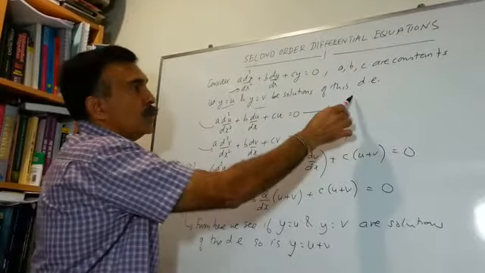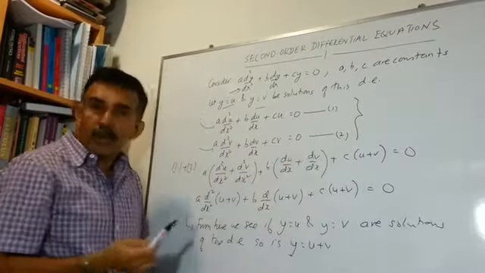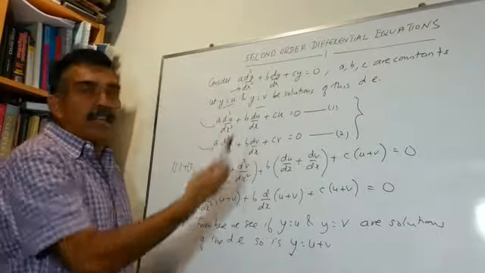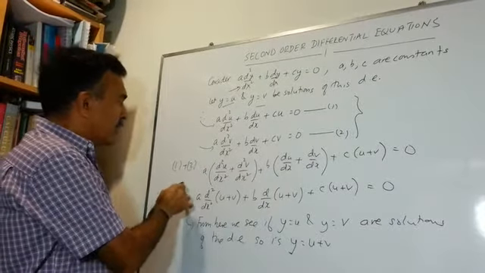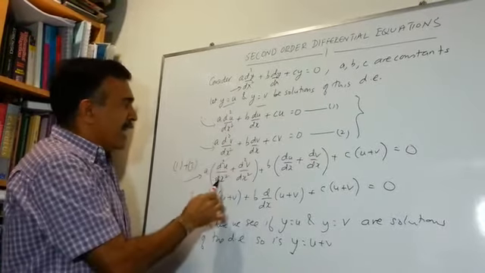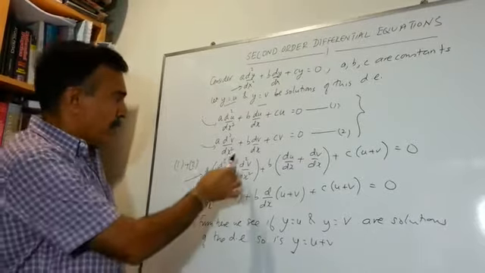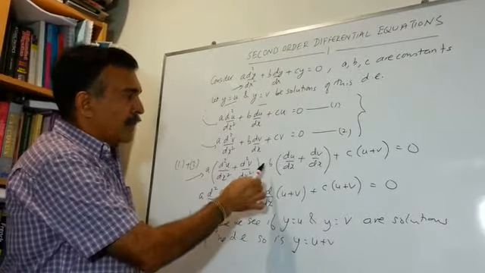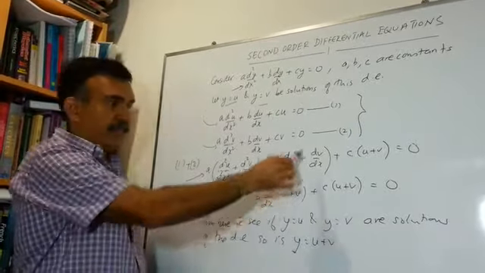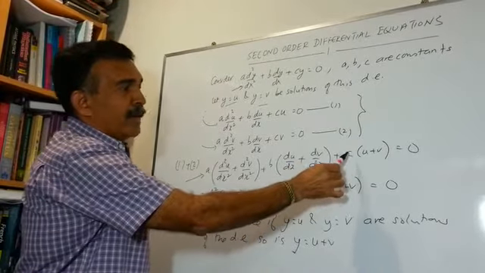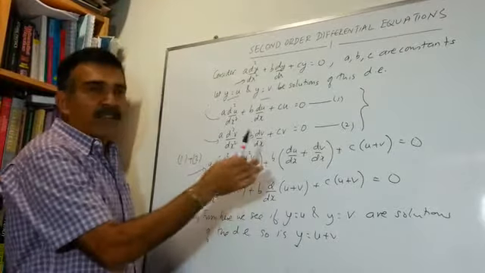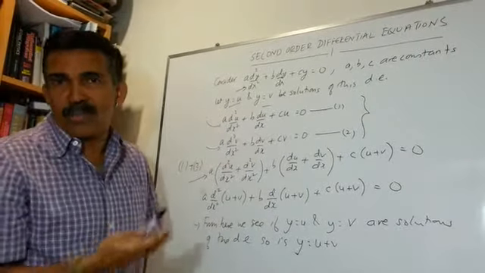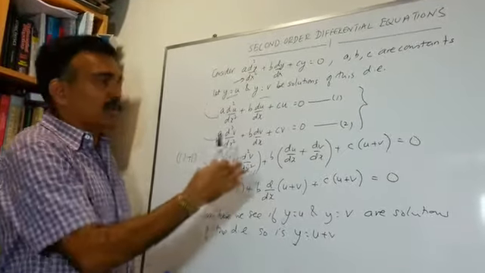So we have two equations. Now what are we going to do next? We are going to take equation 1 and add it to equation 2. When that happens, you will get this line: a (d2u dx squared plus d2v dx squared) plus b (du dx plus dv dx), and finally plus c (u plus v) equals 0. All I've done here is add equation 1 to equation 2 and gather my terms together.